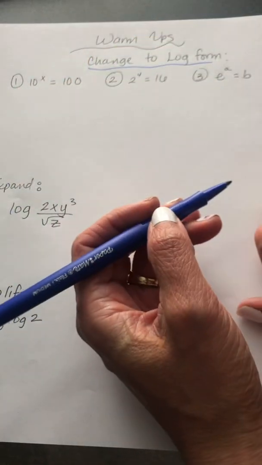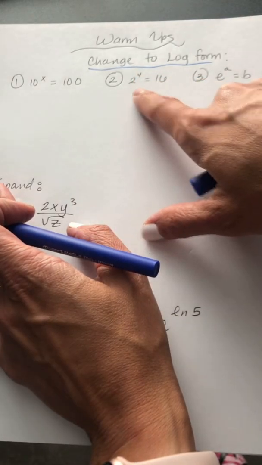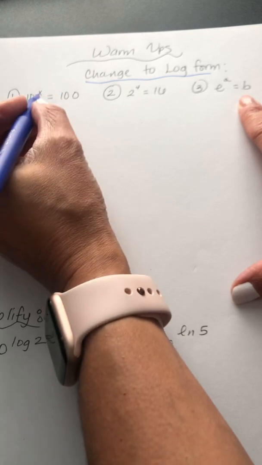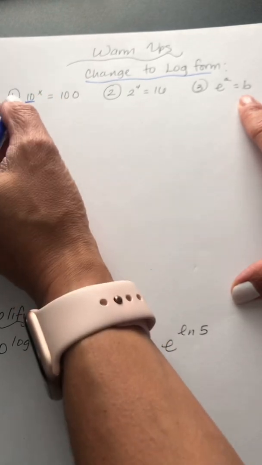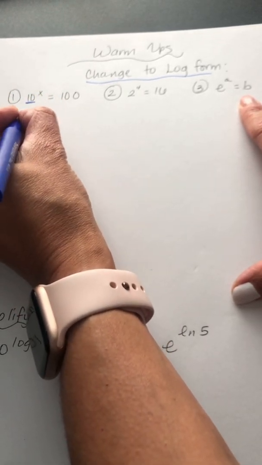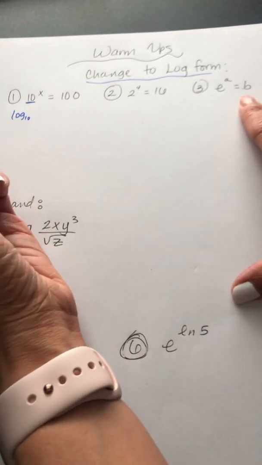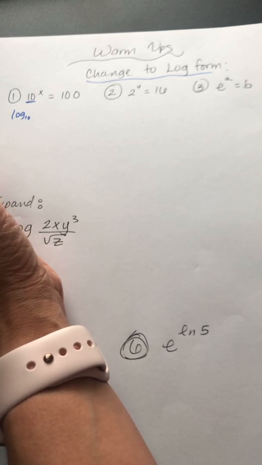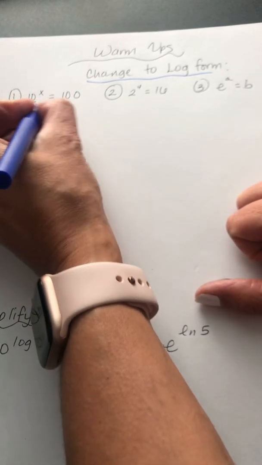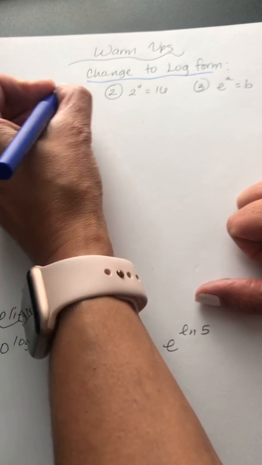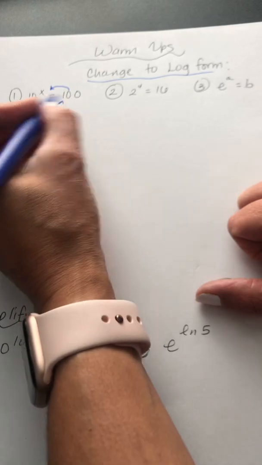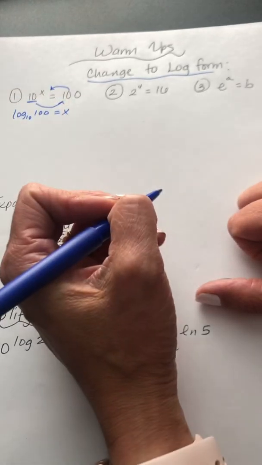All right, so we need to change each of these to log form. Right now they're in exponential form. Okay, so it's all about the base. This 10 is the base on that exponent. So it's all about the base. So log base 10, but remember you don't have to write a 10 when it's base 10 because that's what it is automatically when you don't see a base there, of 100 equals x. The roundabout, 10 to the, or log base 10 of 100 equals x.